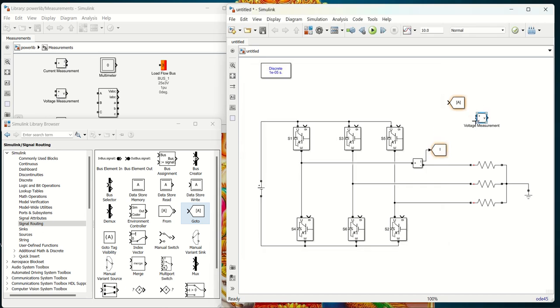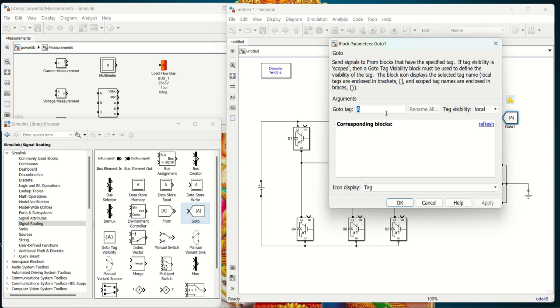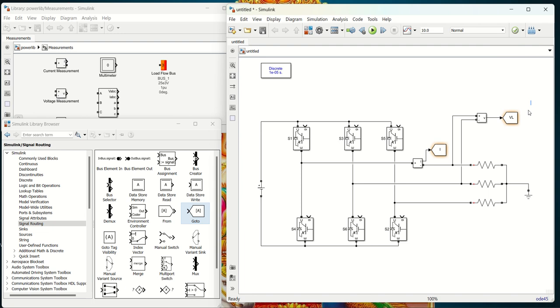Next, I am trying to calculate the voltage. If we are going to calculate the voltage across two phases, this is called line voltage. I will take it as VL. Okay, line voltage. We'll make it global. Apply.